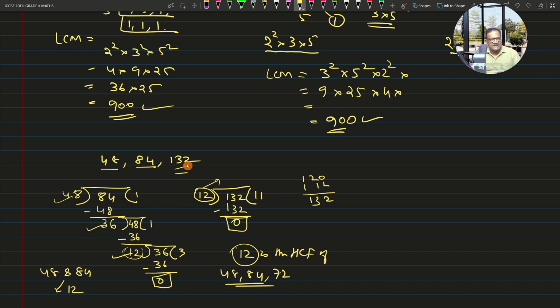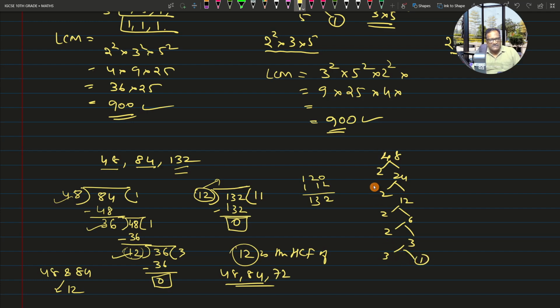Now this same question, we'll do by prime factorization method. So 48, 2, 24, right? 2, 12, 2, 6, 2, 3, 3, 1.